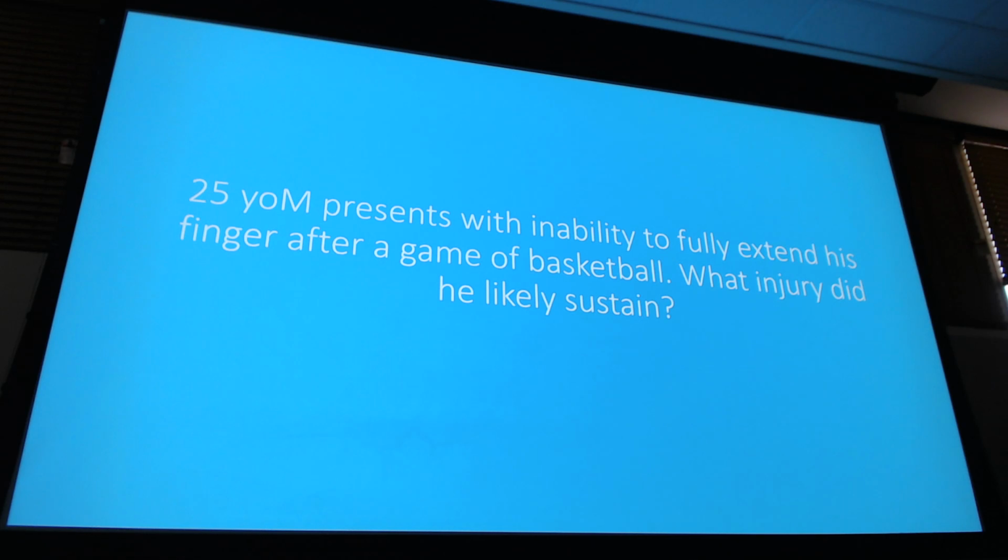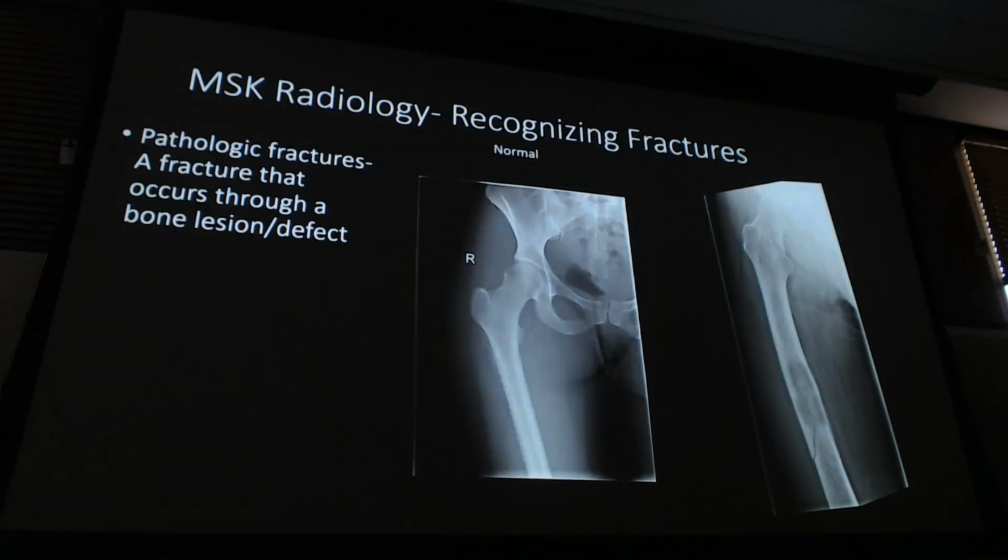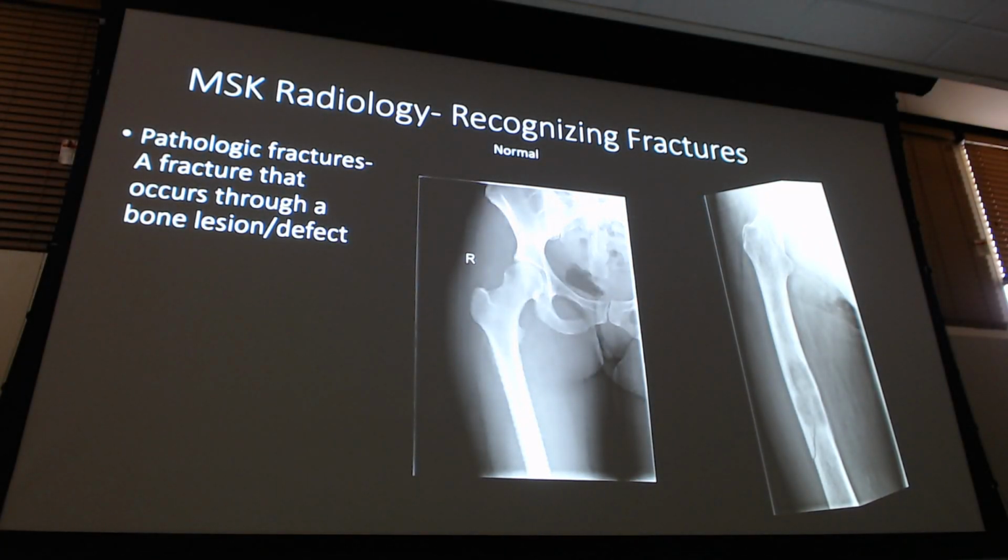So if I have a 25-year-old male that presents with the inability to fully extend his finger after a game of basketball, what injury did he likely sustain? Mallet finger. Good. I had to think about it for a second. But what I wanted to ask you next is, what are you going to order to confirm that? X-ray. Probably put him in a splint. So use the extension more than this, because as I had to think about basketball versus football, this question used to be football for jersey finger, so I was like, wait a minute, I changed it. Okay, questions on that stuff?